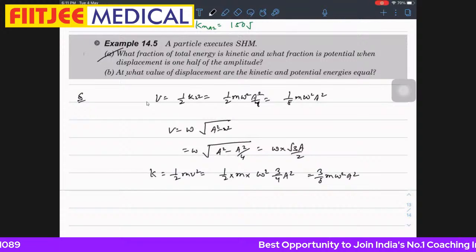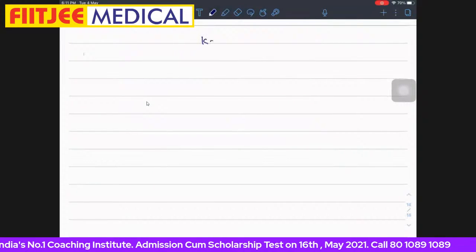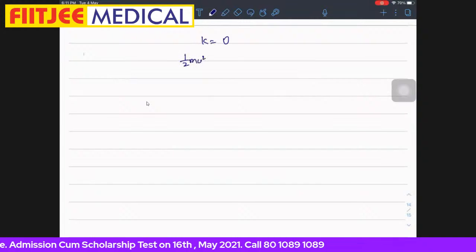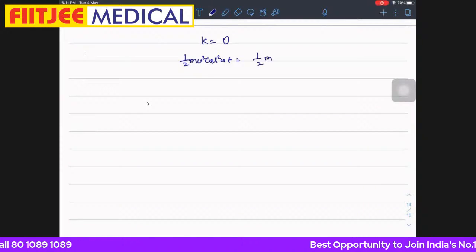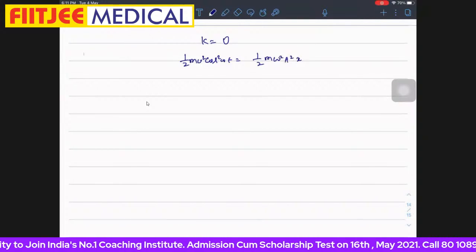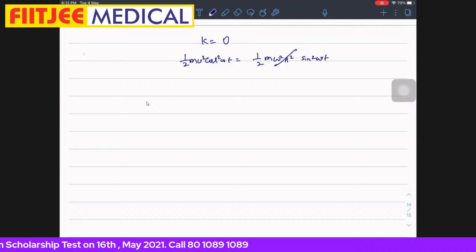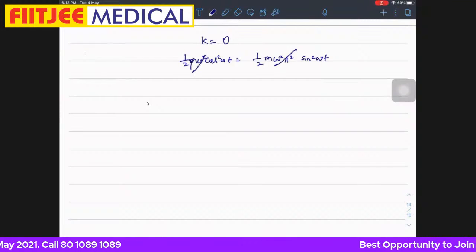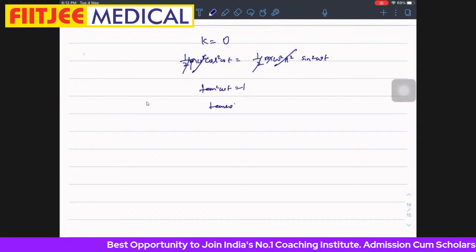Then they're asking at what value of displacement the kinetic energy and potential energy will be equal. So they are asking the kinetic energy and potential energy should be equal. So K is equal to U. So half m v square cos square omega t will be equal to half m omega square a square sin square omega t. Omega square a square will be cancelled, half cancels. So tan square omega t is 1. So tan omega t is 1.